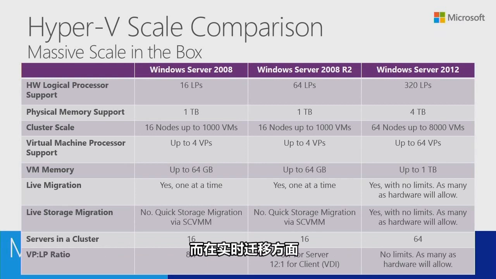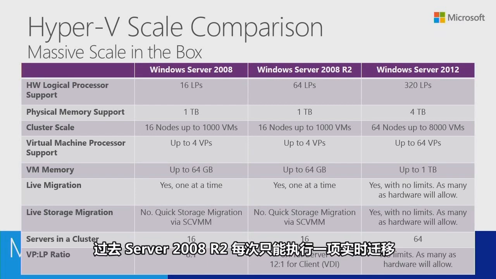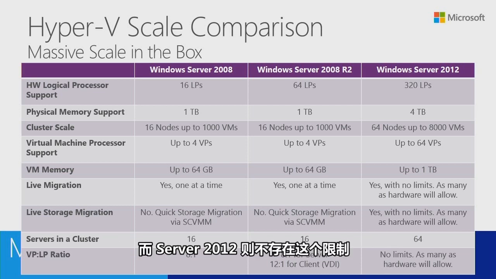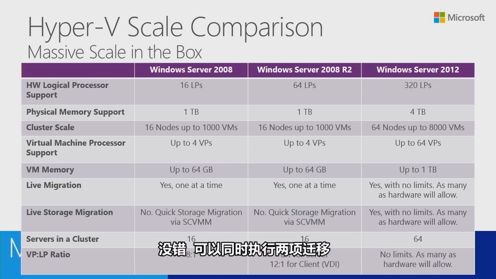When it comes to live migration, we've made some huge advancements. In the past, with Server 2008 R2, it was one live migration at a time. With Server 2012, there is no limit. The only limit is how much hardware resources you want to throw at it. For example, if I'm live migrating between two servers that have a single gigabit NIC, okay, maybe I can do 2, maybe I can do 4 at a time.